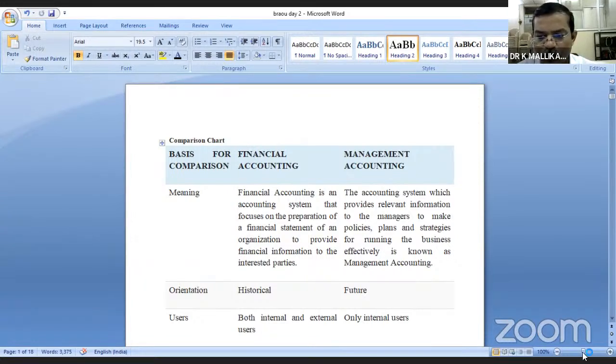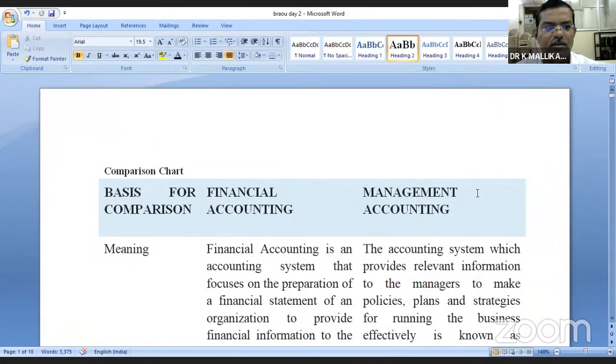Today is day 2. Today's agenda is the difference between financial accounting and management accounting. The second is the difference between management accounting and cost accounting. The third part is the conventions of management accounting. And the fourth is what financial statement analysis is, and what different types of forms are available.